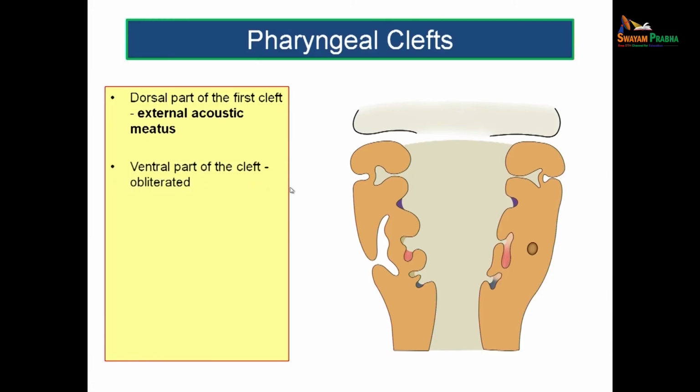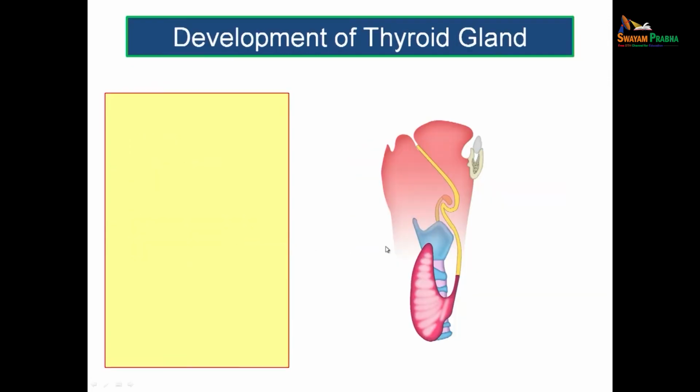Now the ventral part of the cleft is usually obliterated. Considering the rest of the clefts, you have the second cleft, the third cleft and the fourth cleft here. These clefts are usually obliterated by the overgrowth of the second arch. So this arch will just grow over these clefts and they will be obliterated without giving rise to any particular derivatives. So this is about the derivatives of the ectodermal clefts.